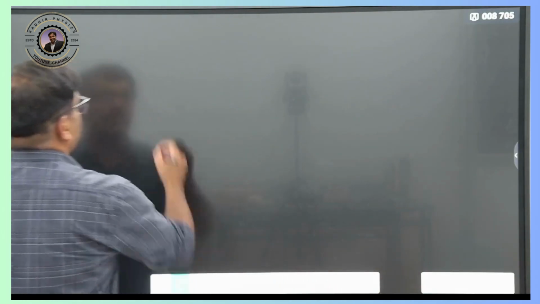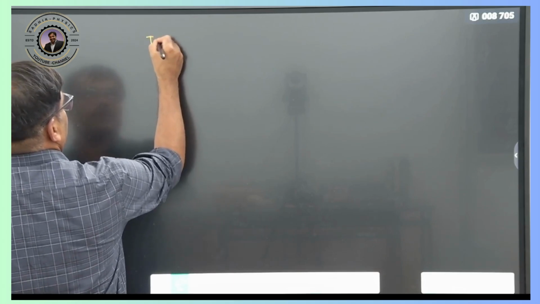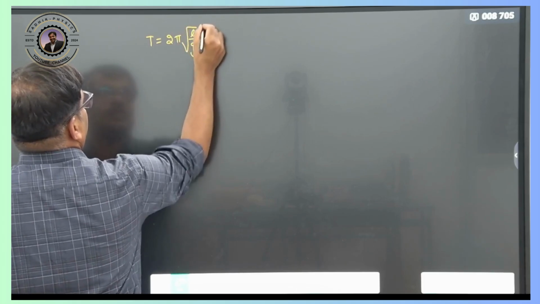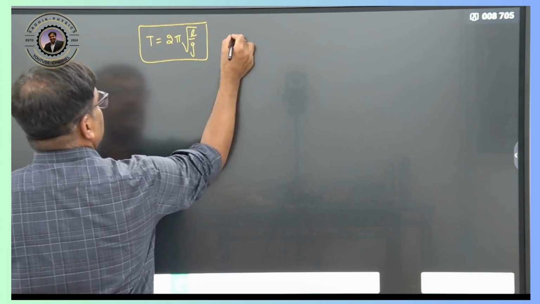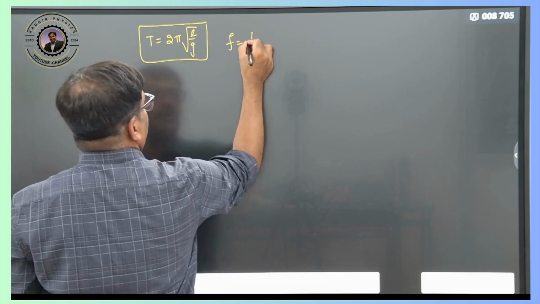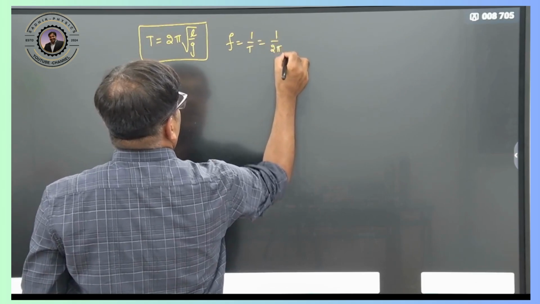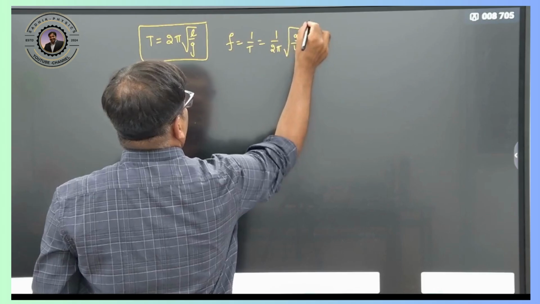So now for competitive examinations, what is the time period? Time period is equal to 2π√(L/g). Frequency is nothing but 1 by time period, that is 1/(2π)·√(g/L).